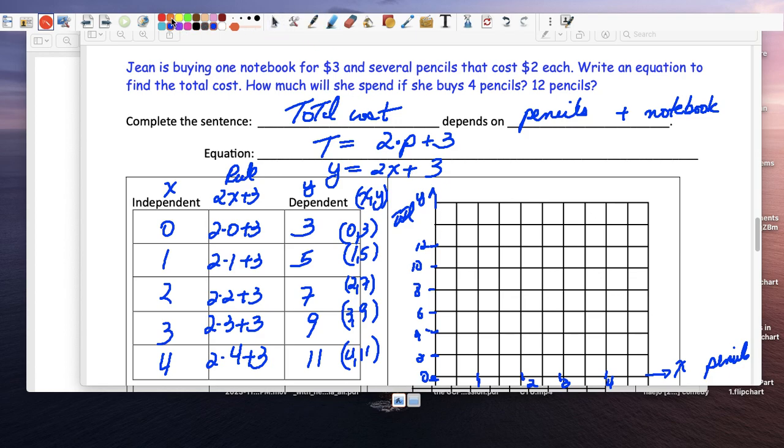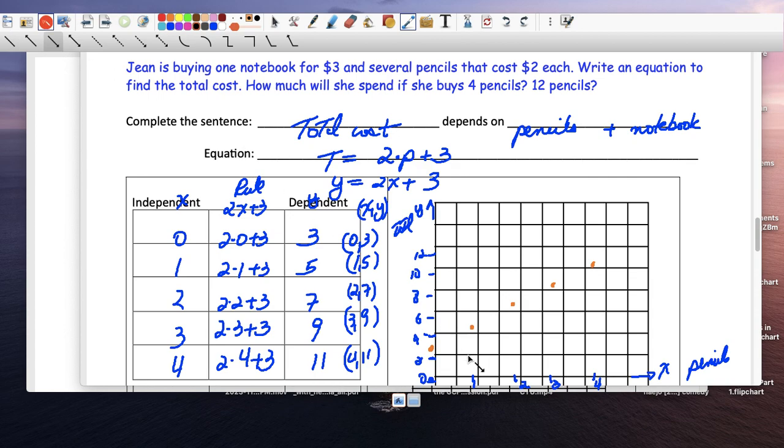Let's plot the points. 0 pencils, I pay $3, so it's right over here. 1 pencil, I'm going to pay $5, so it's right between 4 and 6. 2 pencils, I'm going to pay 7, which is right here. 3 pencils, I'm going to pay 9. And then 4 pencils, I'm going to pay 11. And then we could have gone on and on, but we're not doing that.